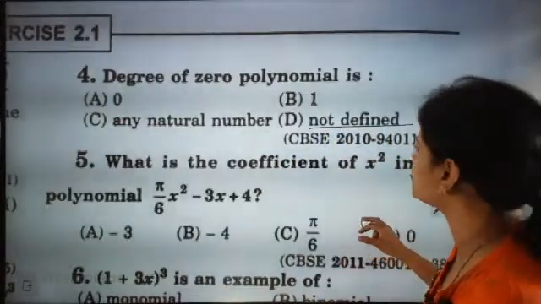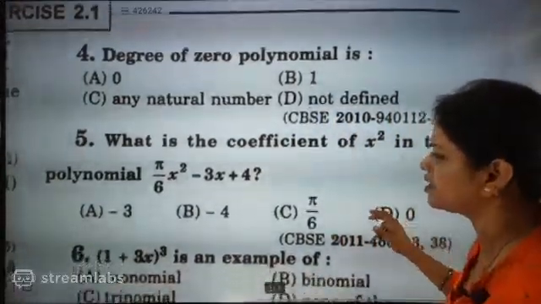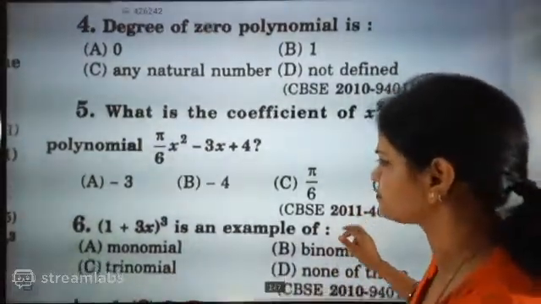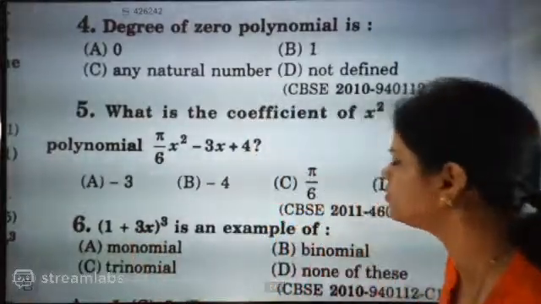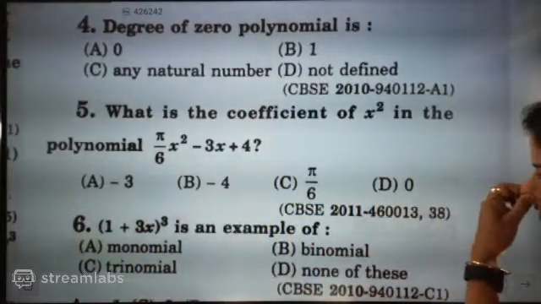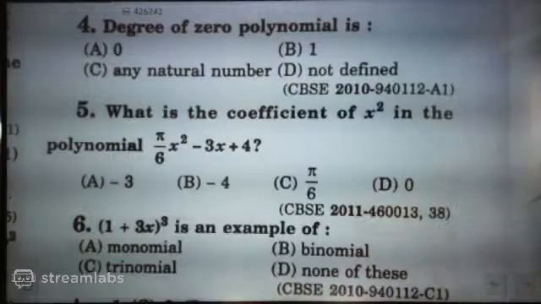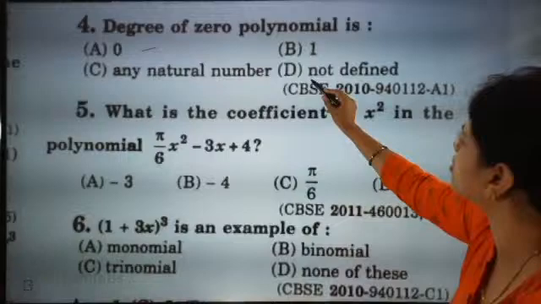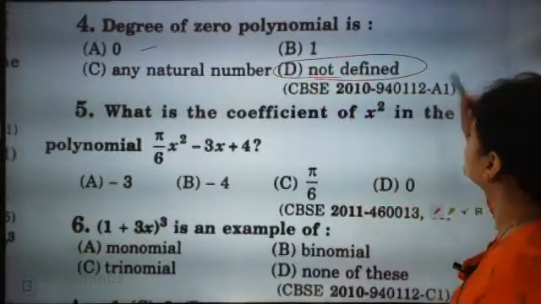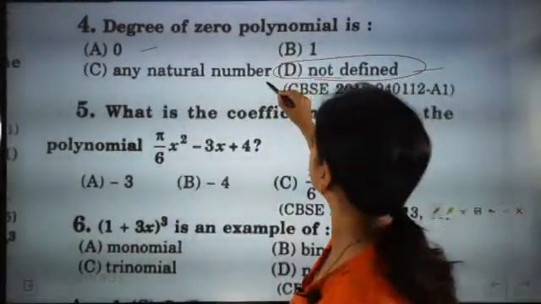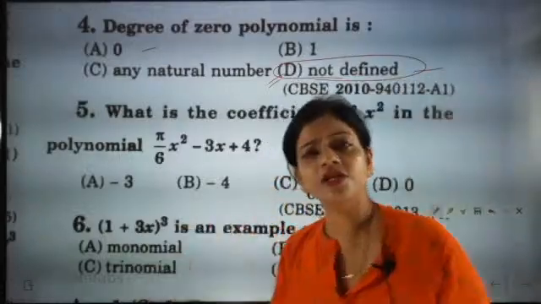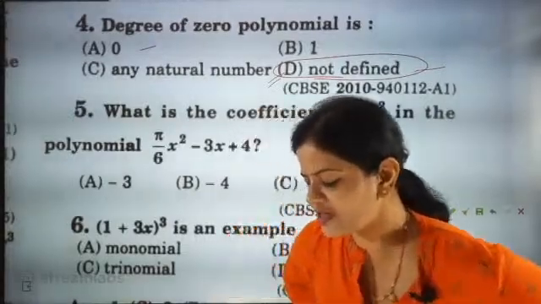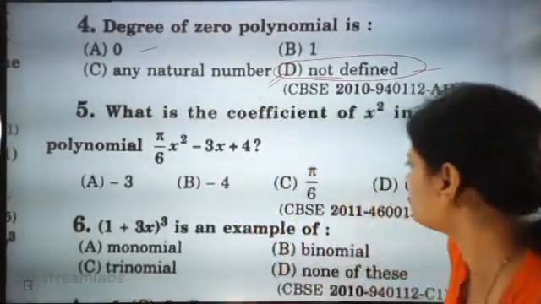Now next question is, what is the coefficient of x square? I think now first you talked about this one, that 1 plus 3x cube, 1 plus 3 to the power x cube is an example of monomial, binomial, trinomial. I think I am going to answer one more time. Not defined is also one of the options. So since not defined will be there, I think I should go for not defined, because constant polynomial degree is 0. Constant polynomial, I itself taught this point. Yes, constant polynomial degree is 0.